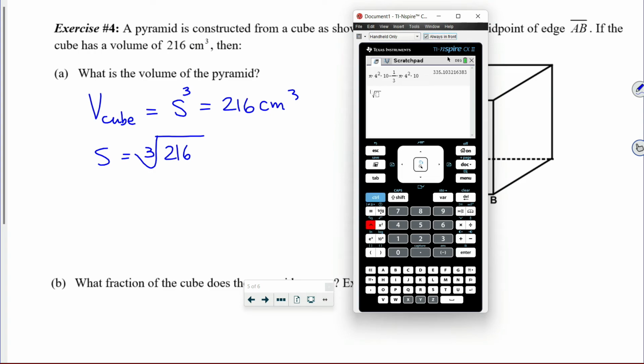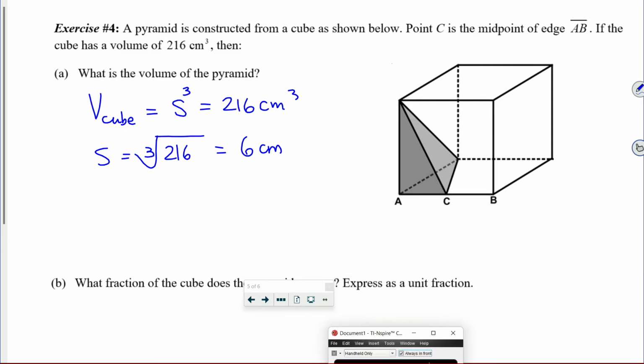All right, so I can bring my calculator out. Right next to the square root is a generic root button. I just need to put a 3 there to tell it that I want the cube root of 216, and that gives me a side length of 6 centimeters. So this cube has side lengths that are 6 centimeters each, and I'm going to write that down just so that we have it.